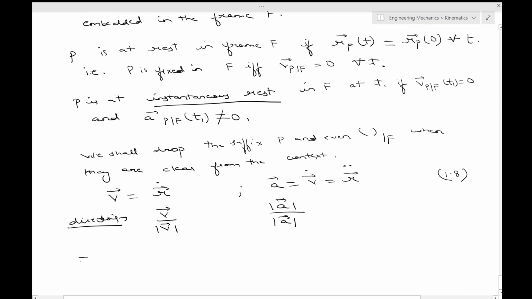In general, the magnitude of the vector A is not equal to d by dt of the magnitude of the vector v. This is something which you should remember. We write A is equal to dv by dt, not the magnitude of A equal to d by dt of the magnitude of v. So this is something which one should remember.